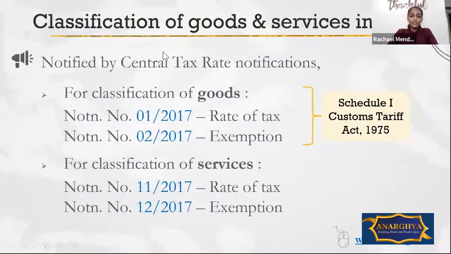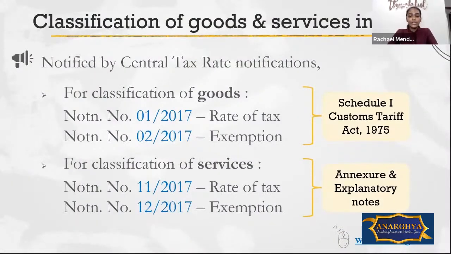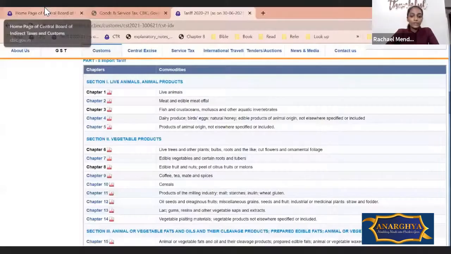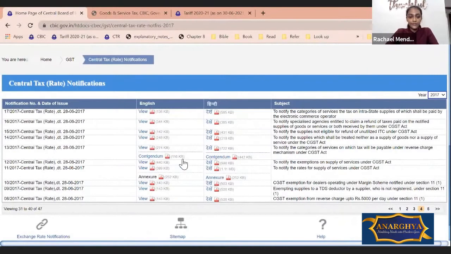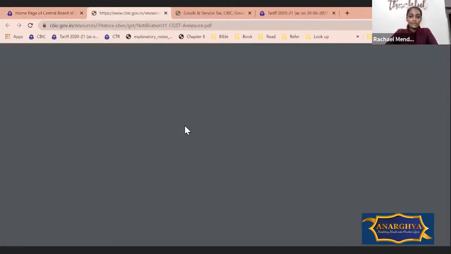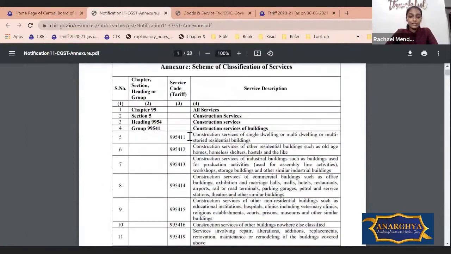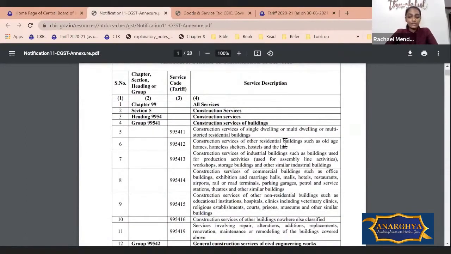Similarly, if you have any doubts regarding classification of services, you can refer to the annexure that was introduced along with this rate notification, or you can also refer to the explanatory notes which have been hosted on the CBIC website. If you have to check for the annexure to this rate notification, you have to open the central tax rate notifications on the CBIC website. I have opened it right here. And if you see adjacent to this rate notification, you will find an annexure over here. So this annexure clearly states the SAC codes as well as the description of these services.